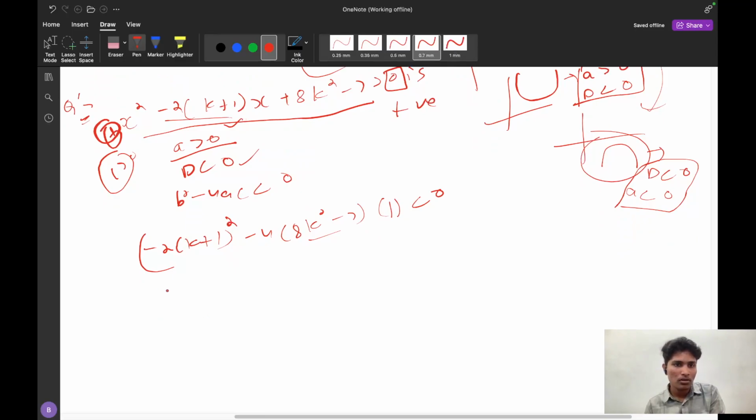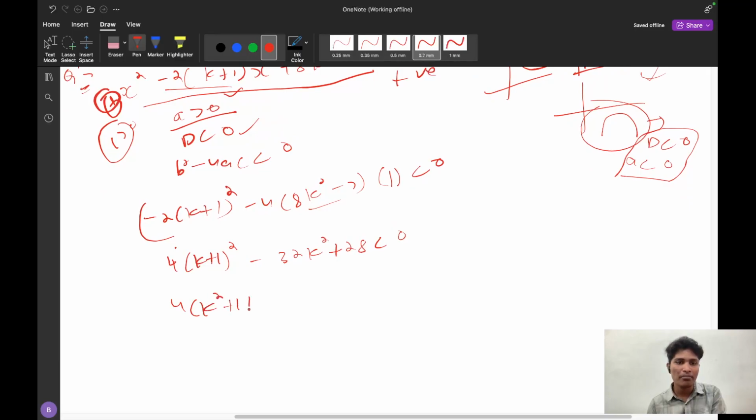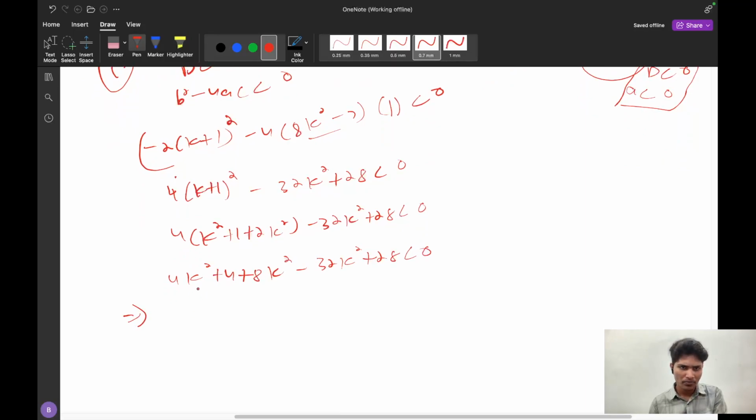So it will be 4 into k plus 1 whole square minus 32k square plus 28 less than 0. That is 4 into k square plus 1 plus 2k, minus 32k square plus 28 less than 0. So 4k square plus 4 plus 8k square minus 32k square plus 28 less than 0. Now 4k square minus 32k square will be minus 28k square, and minus 28k square plus 8k square will be minus 20k square.